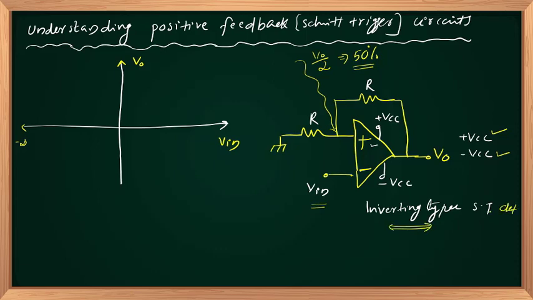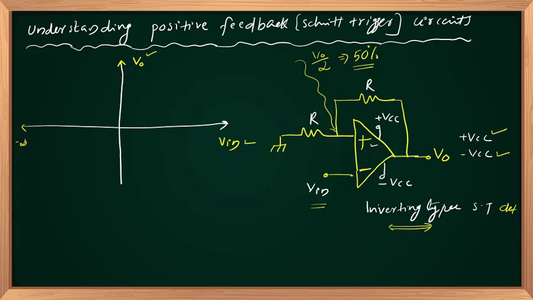Our objective is to identify the transfer characteristics of the given circuit. Transfer characteristics implies a plot between output voltage and input voltage. Usually, the output signal is taken on the y-axis and the input signal is on the x-axis.